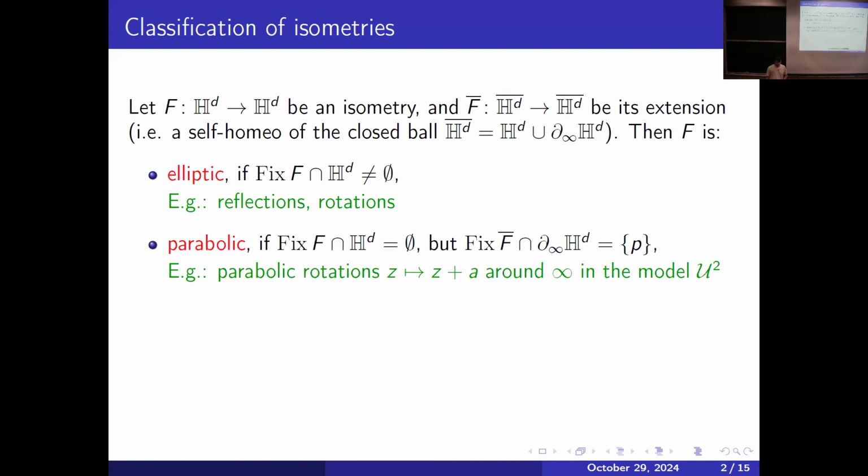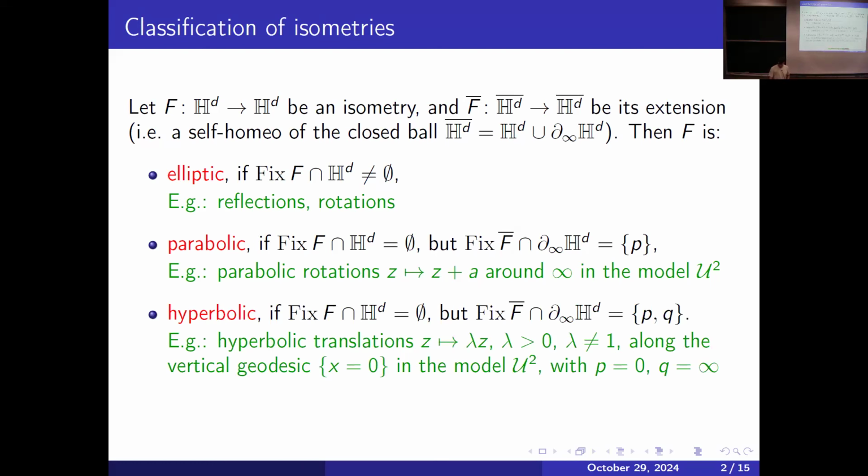The second type is parabolic. F is said to be parabolic if the fixed point set of F inside the hyperbolic space is empty, but there exists exactly one fixed point on the boundary. Classical examples are parabolic rotations around the infinite point in the upper half plane model, where the action is z maps to z plus a, for some real number a. So it's just a translation along a horizontal line, or a circle, which we'll see later.